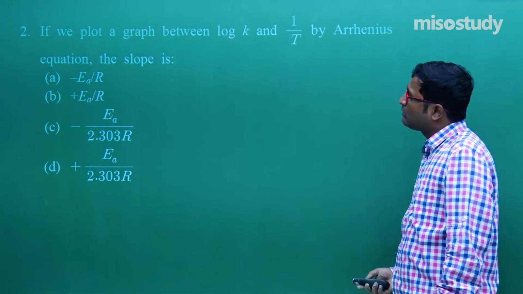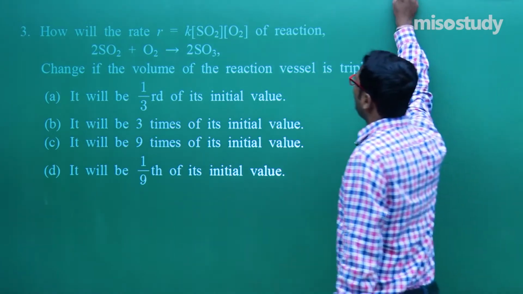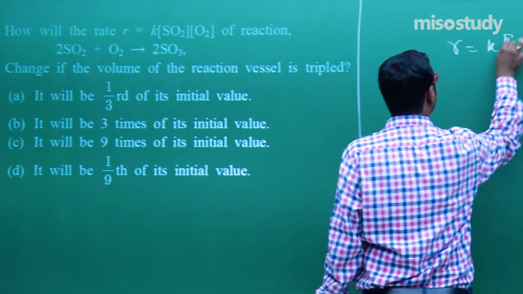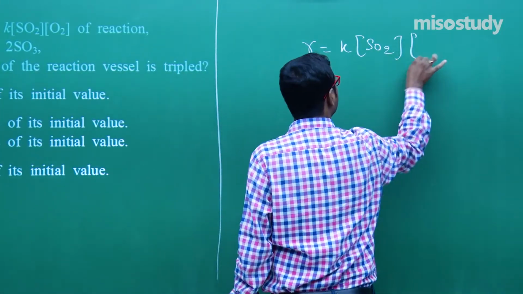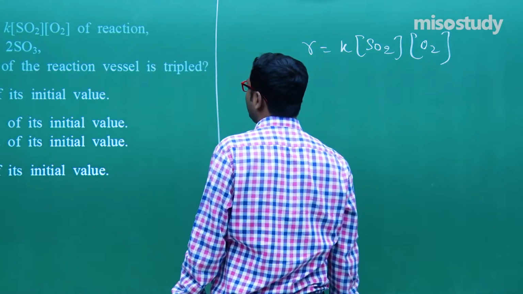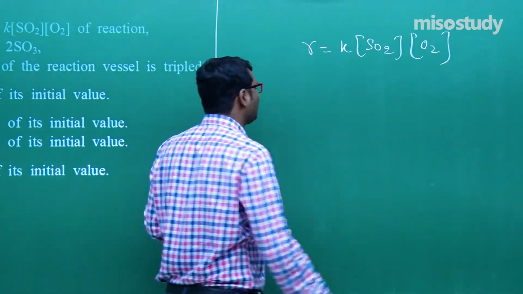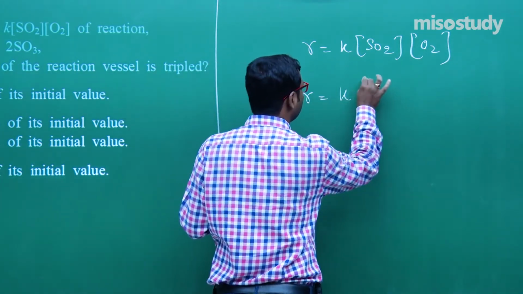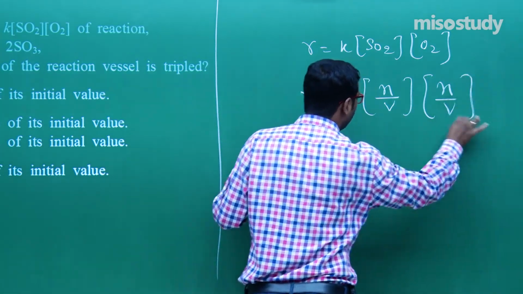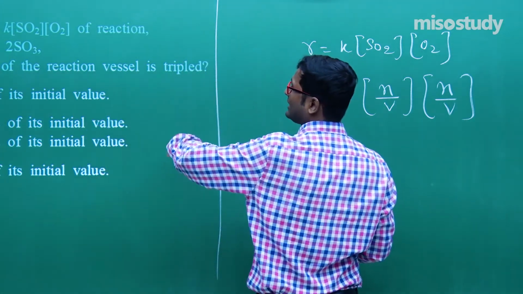Now let's move to question number 3: how will the rate of the reaction change? This one is the rate expression, R = K[SO2]²[O2]. Change if the volume of the reaction vessel is tripled. As we know, concentration can be written as n upon V. Here also write n upon V. And what will happen, the rate changes.